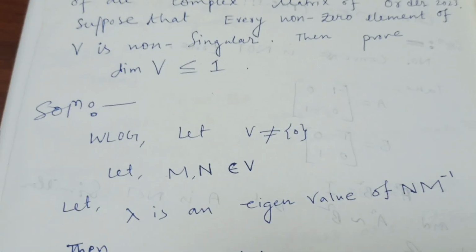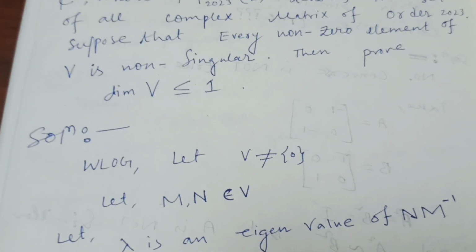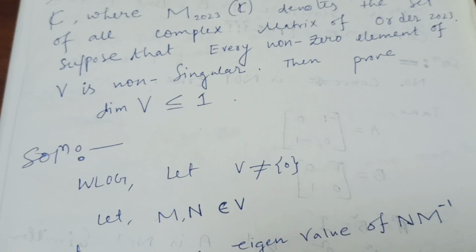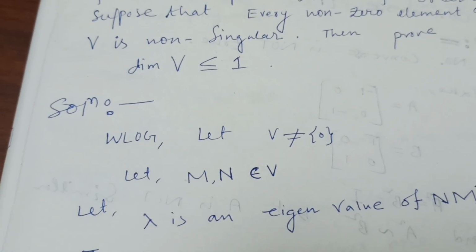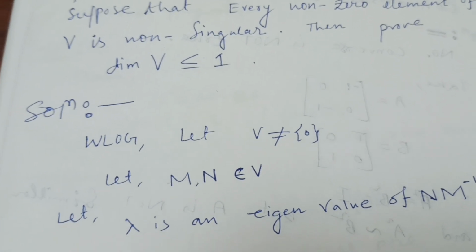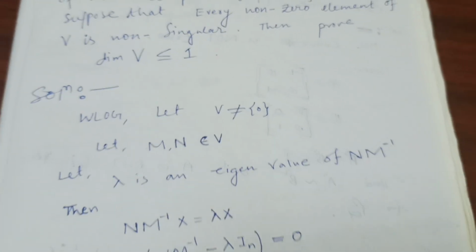So without loss of generality, I am assuming that V is not the trivial subspace, that is, V is not 0. Because if it is 0, then the dimension of V is obviously 0 and we are done. So we are assuming that V is not 0, and we are choosing two elements M and N from V.